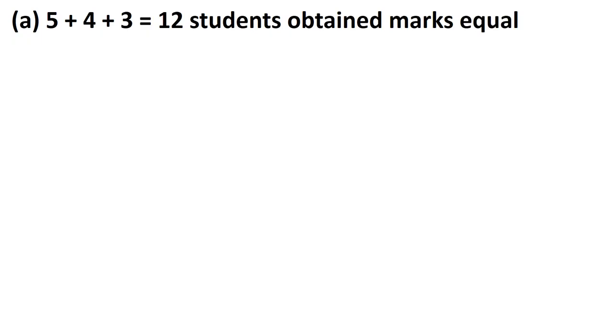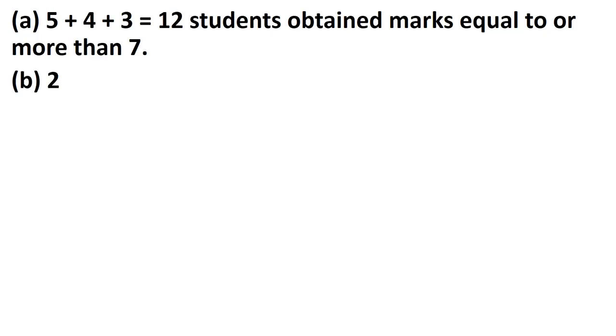Now it's a part: find how many students obtained marks equal to or more than 7. So you can add it, equal to or more than 7. So 7, 8 and 9, this you will add. 5 plus 4 plus 3, that is 12. So 12 students obtained marks equal to or more than 7.